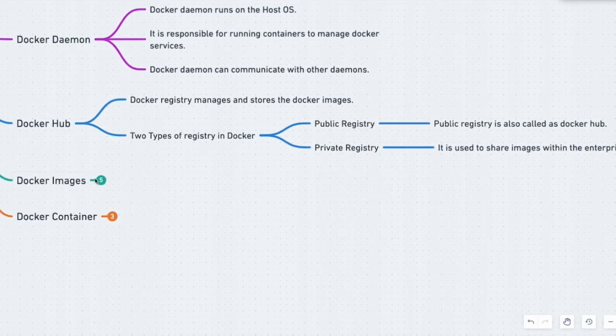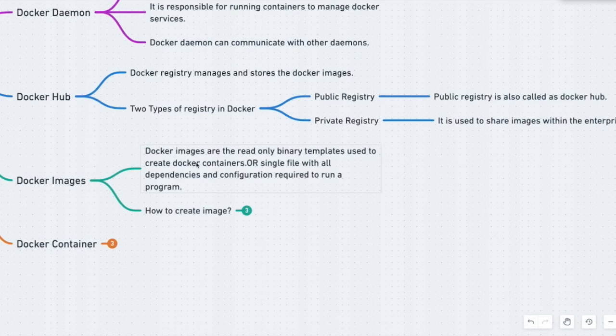Now let's talk about Docker images. What are Docker images? Docker images are read-only binary templates used to create Docker containers, or a single file with all dependencies and configuration required to run a program. So Docker images are basically a template that holds all the dependencies, specifications and configuration that are required to run your container, right?